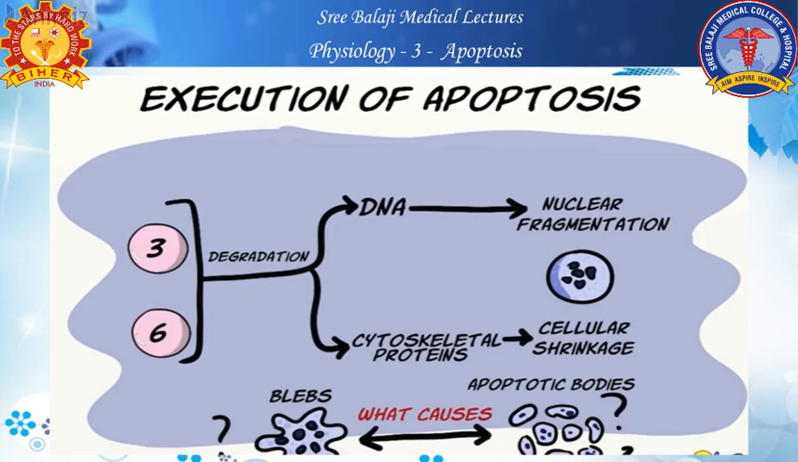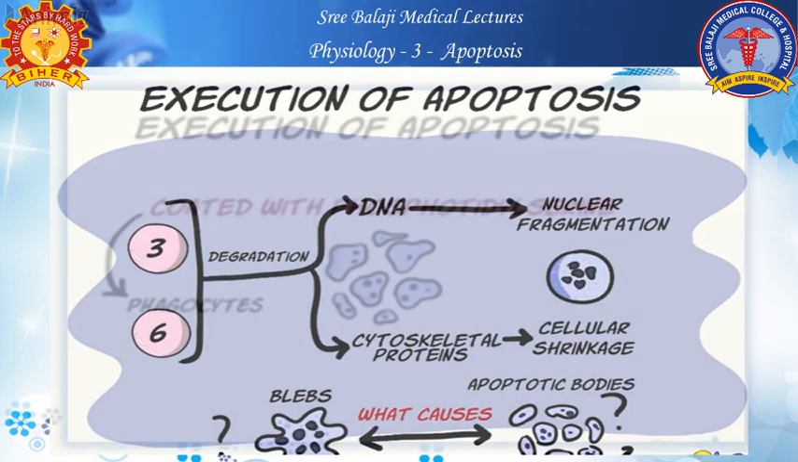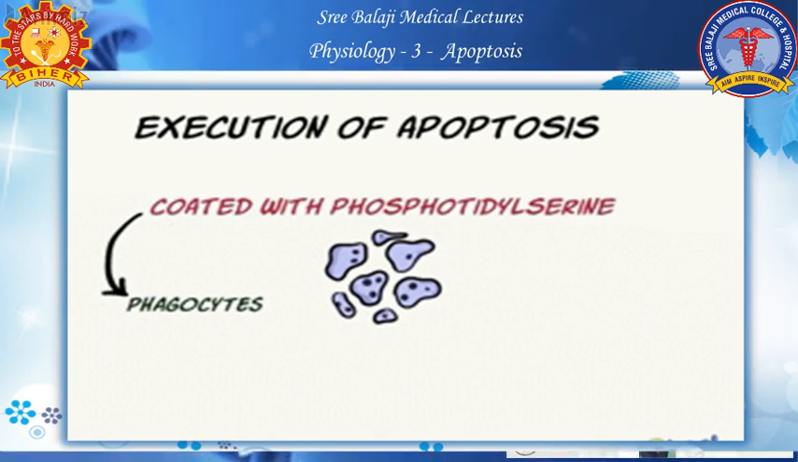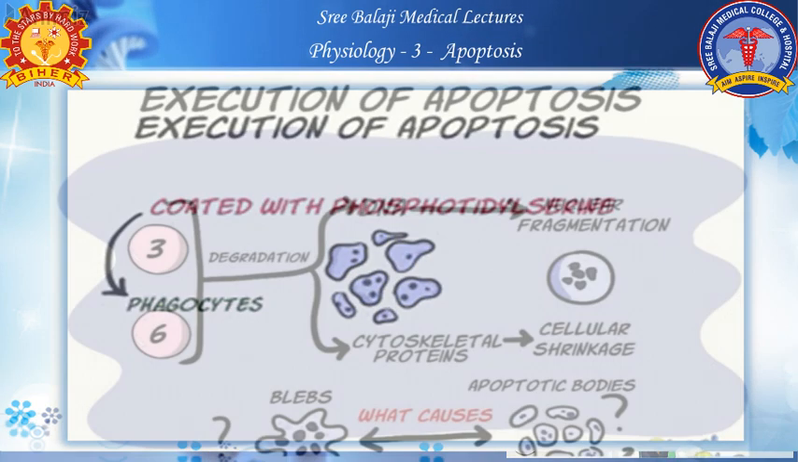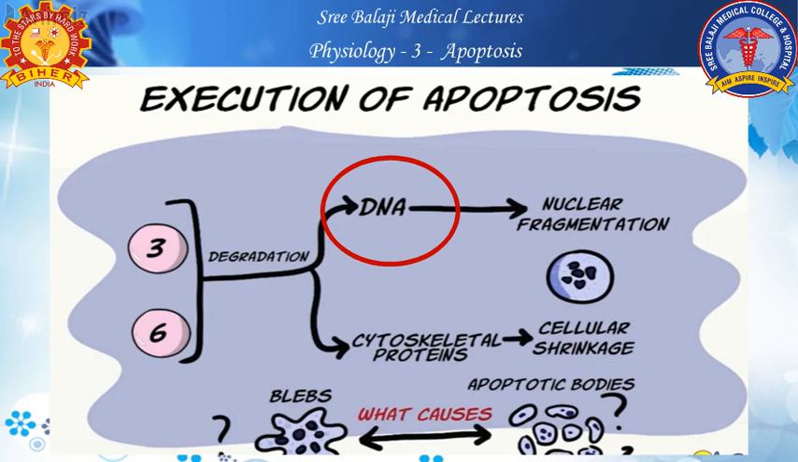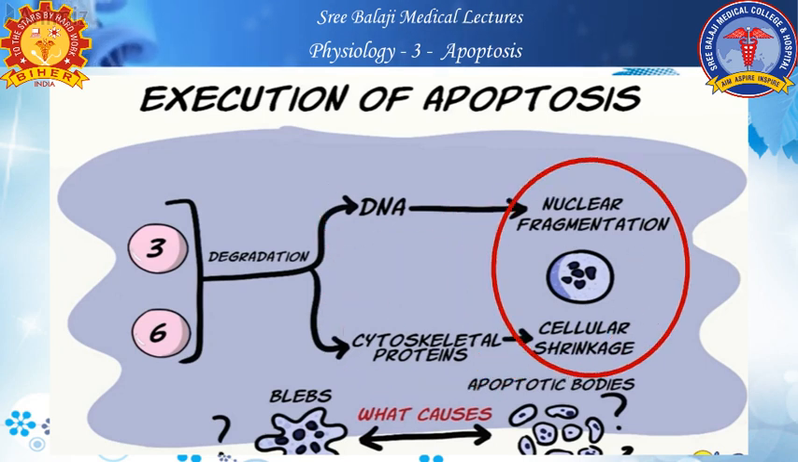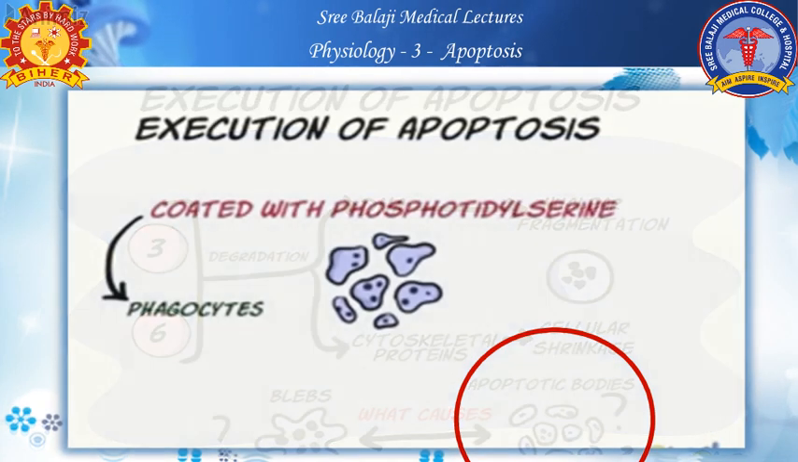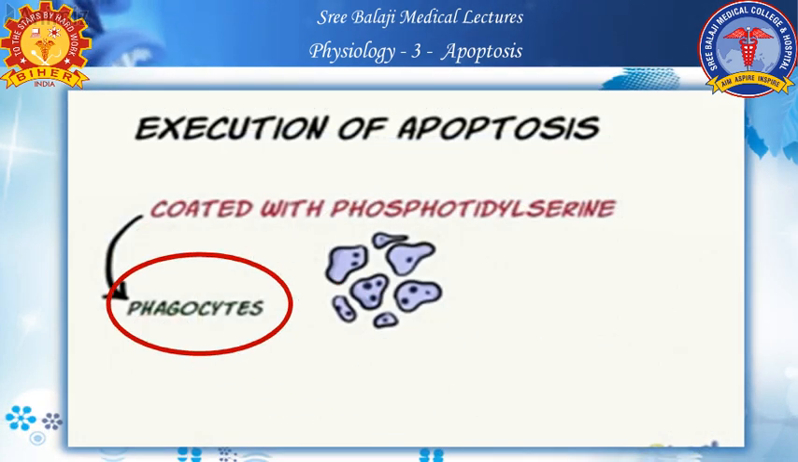Once the apoptosis gets executed, the cell starts to bleb and gets fragmented into small pieces, and these pieces will be coated by a special substance called phosphatidylserine, or can also be coated by immunoglobulin G and complement protein, and then are phagocytosed by the macrophages. So once the apoptosis takes place, caspase 3 and 6 disintegrate the DNA, and also damage the cytoskeletal protein, leading to cell shrinkage, nuclear fragmentation, blebbing, the apoptotic bodies, and finally the phagocytosis of the apoptotic material.